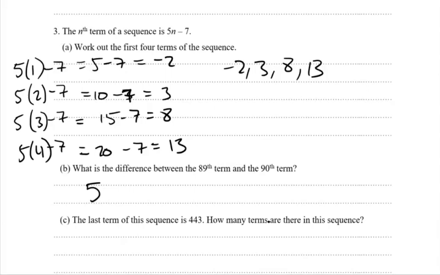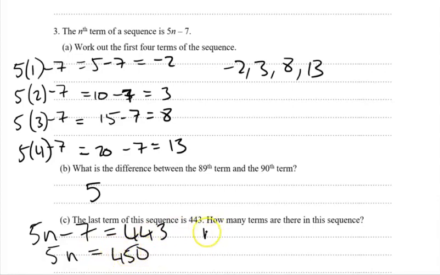So what we're going to do is 5n minus 7, and that's going to equal 443. And we're going to work out the value of n. So we're going to do 5n equals 443 plus 7, which is 450. n is going to equal 90. So there are 90 terms in this sequence.